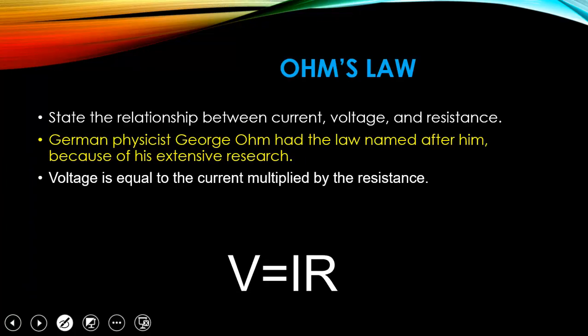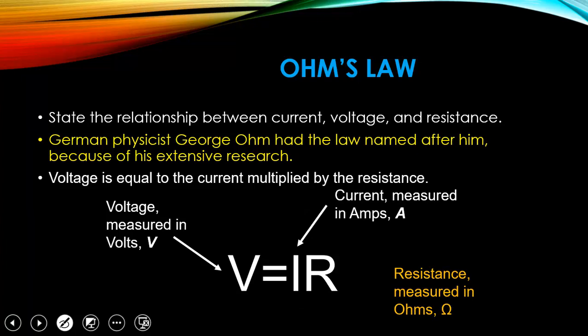Now we will talk about Ohm's law. Ohm's law studies the relation between the potential difference between 2 points and the electric current intensity passing between these 2 points. So again, Ohm's law studies the relation between potential difference and electric current. State the relation between current, voltage, and resistance. The German physicist Georg Ohm had the law named after him because of his extensive research. Voltage is equal to the current multiplied by resistance.